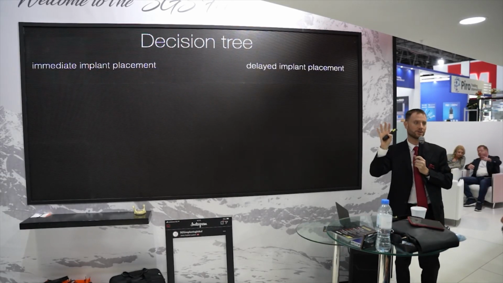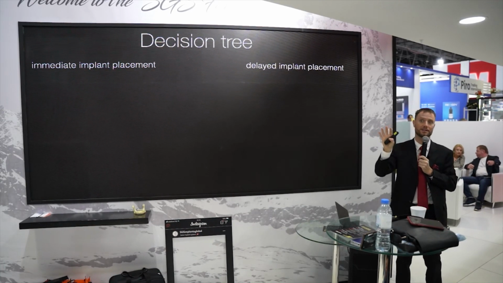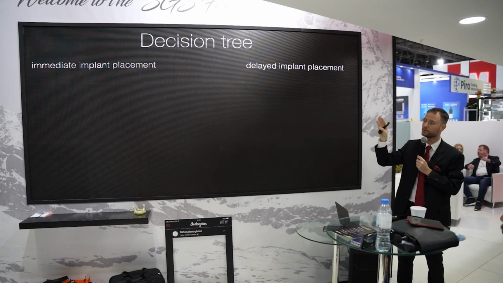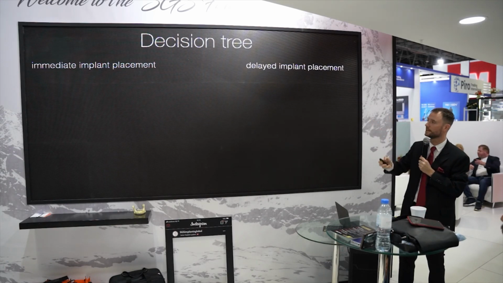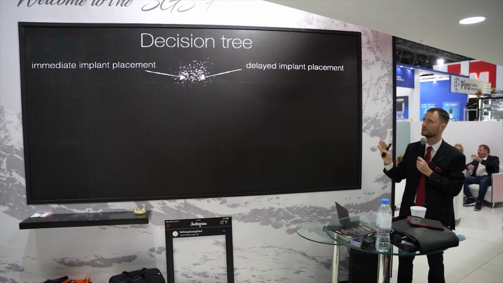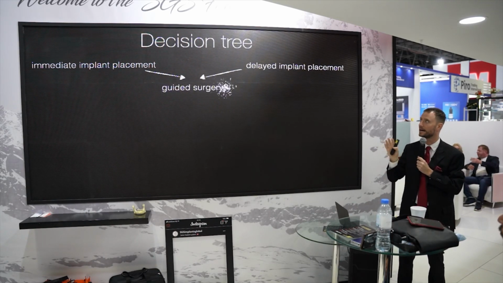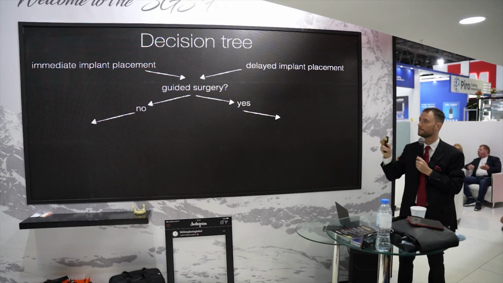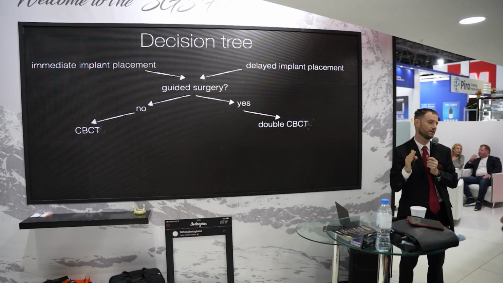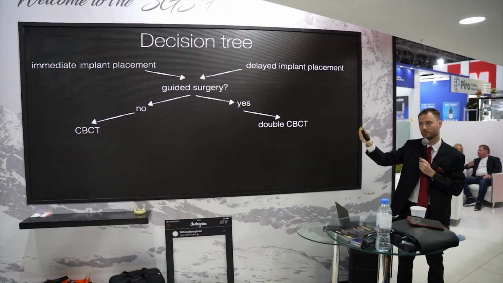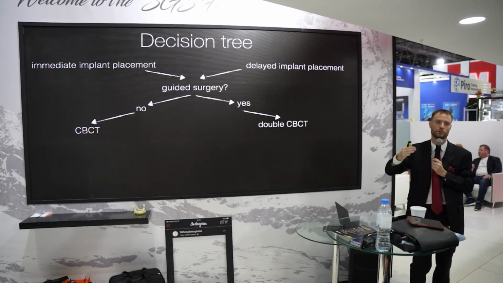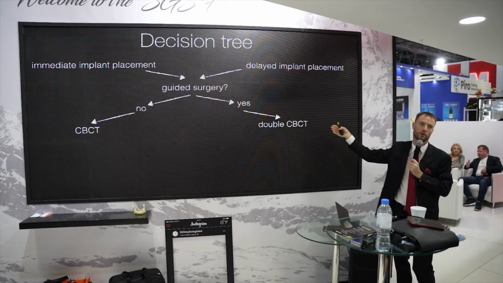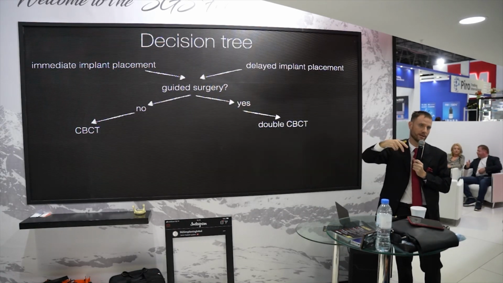So when you go for your digital workflow, the first step is to identify what type of surgery you're looking for. You can do immediate implant placement or you can do delayed implant placement. The basic question is whether you want to go guided surgery or not. If you want to do freehand surgery, then you just do one CBCT and you can do the planning. I will show you how on the CT. If you want to do guided surgery, you either do a double CT or we'll go for an intraoral scanner that I will show you later on.